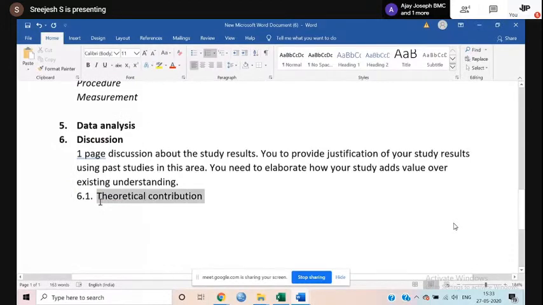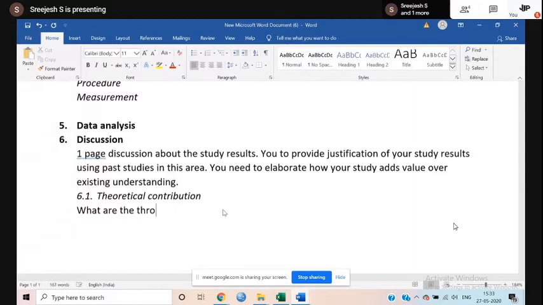Right? So this is what theoretical contribution is, a subsection after discussion. In that, you need to elaborate what the theoretical contributions of your study are in detail. My recommendation is that you need to add a minimum of 1 page. One page of theoretical contribution should be provided.